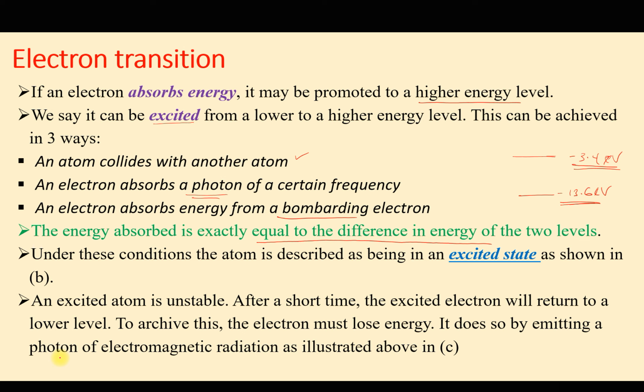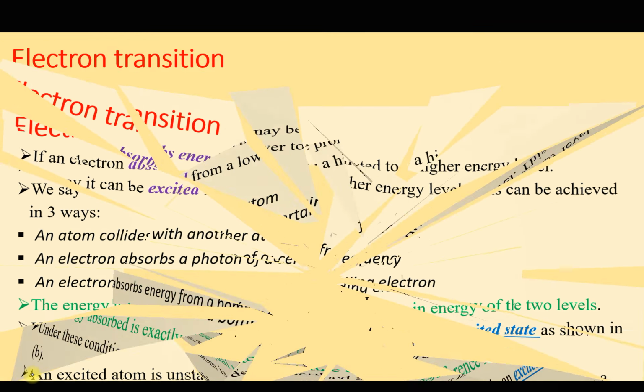So an excited atom is unstable. After a short time, we saw that the excited electron will return to the lower level or the ground state. To achieve this, the electron must lose energy, and it does so by emitting a photon of electromagnetic radiation, as we saw in part C. So that is what we mean by electron transition.